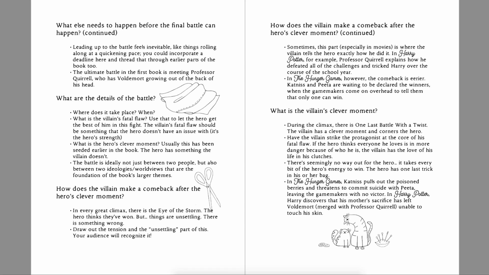Or that they're a means to an end for each other. So that's kind of his fatal flaw, and that sends him over. That ends up killing him, basically. How does the villain make a comeback after the hero's clever moment?